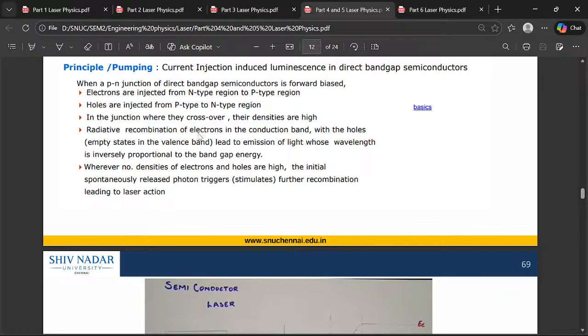So when electrons from the N type combine with the P type, it emits light whose wavelength is inversely proportional to the band gap energy of that semiconductor.